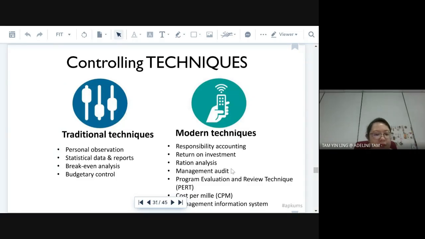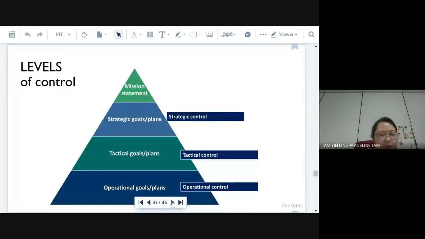We use this for quite some time already. This is more modern techniques that we can use together with traditional techniques to improve the controlling of the company. And so when we say controlling, remember, we go back to the planning. When we have strategic planning, we have strategic controlling. That means that we check whether our strategic plan is achieved or not.